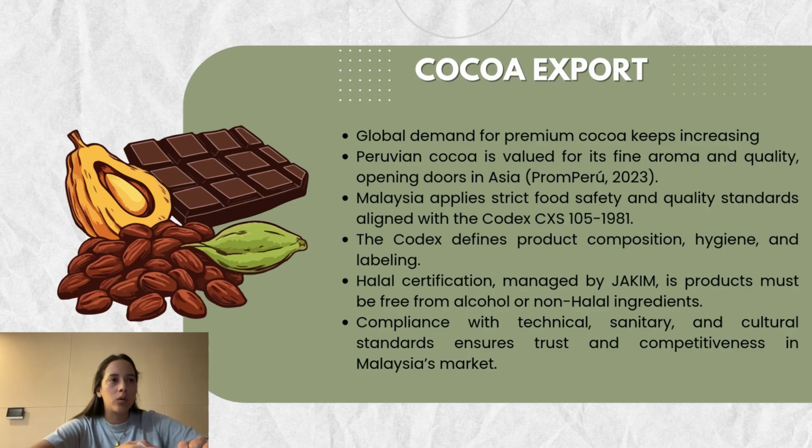In Peru, PROMPERU 2023 mentions that Peruvian cocoa is now recognized for its fine aroma and great quality, which helps open new opportunities in markets like Malaysia. In this country, the Department of Standards controls food safety and product quality through regulations such as MS 2672:2018, which follows the Codex Alimentarius CXS 105-1981, and halal requirements.